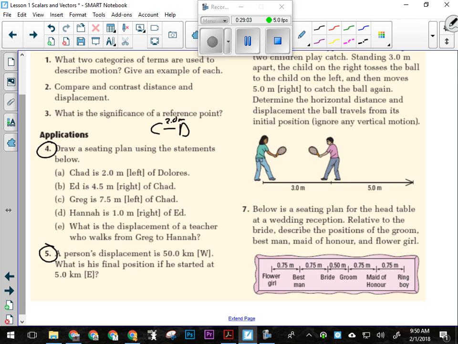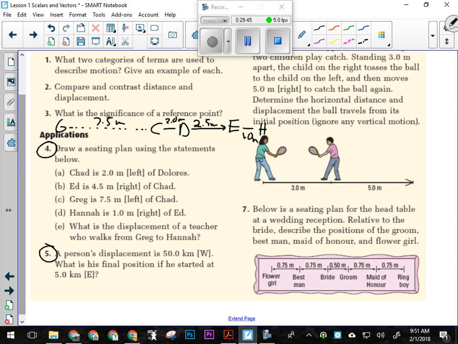So 2.0 meters. Ed is 4.5 meters right of Chad. That means he's how far from Dolores? 2.5 meters this way. And that's Ed. Greg is 7.5 meters left of Chad, so he's way over here. And Hannah is 1 meter right of Ed. So what's the displacement of a teacher who walks from Greg to Hannah?